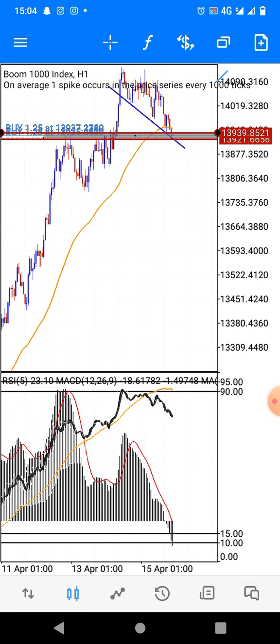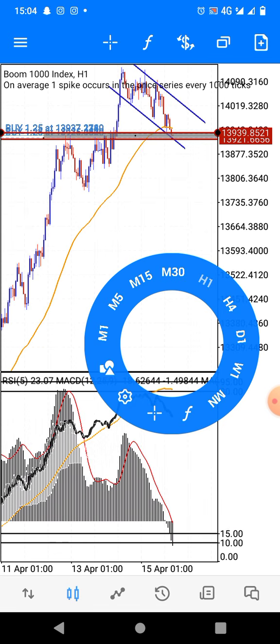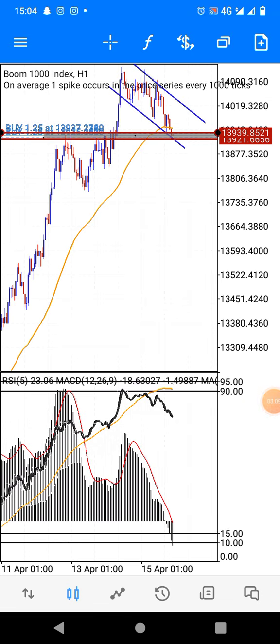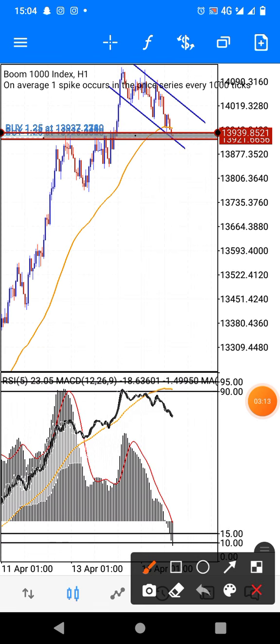A flag is a chart pattern. In an uptrend we have a bullish flag, and in a downtrend we should have a bearish flag. So for an uptrend, guys, if you are having a bullish flag, it should be something like this. The market is going to the upside.